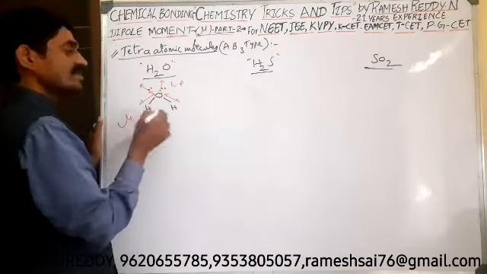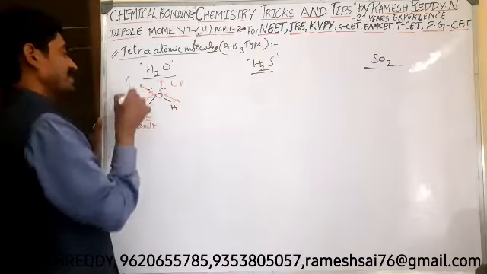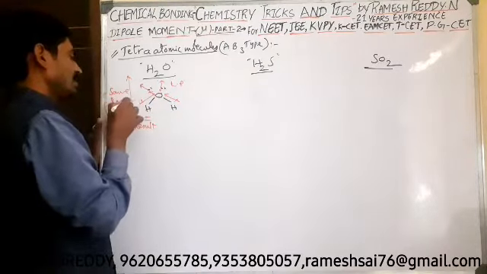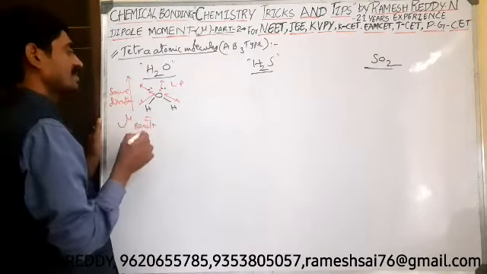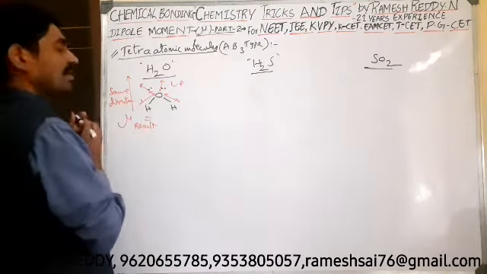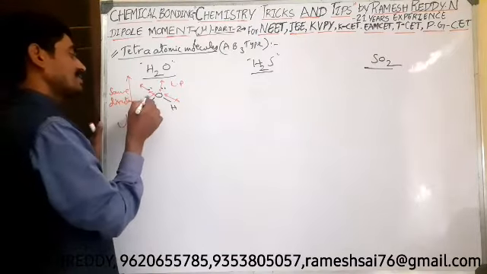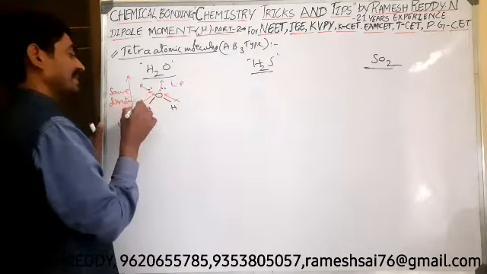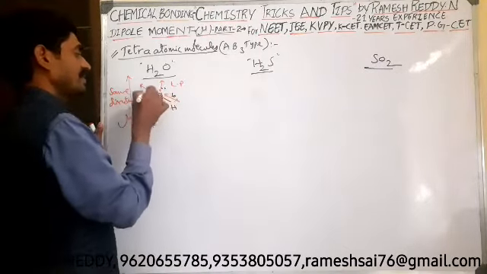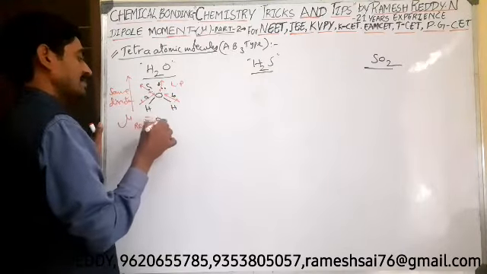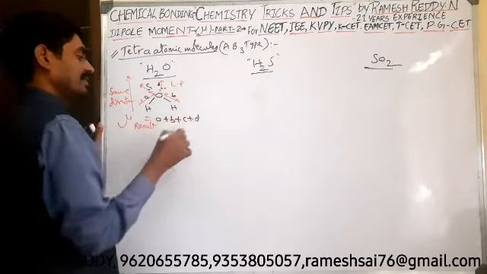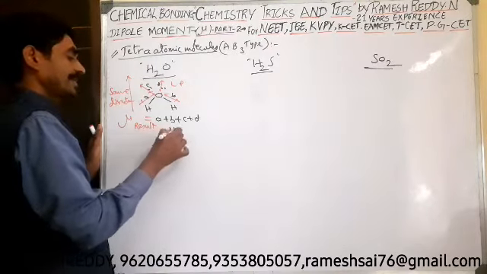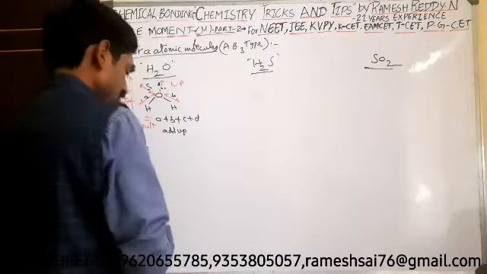We'll get the sum of all. If all dipoles are in the same direction, then the resultant dipole moment is the sum of all of them. So you can consider them as mu1, or A, B, C, D. Now add them all: A plus B plus C plus D, that is mu1 plus mu2 plus mu3 plus mu4. Then you will get a dipole moment value that is not equal to 0.